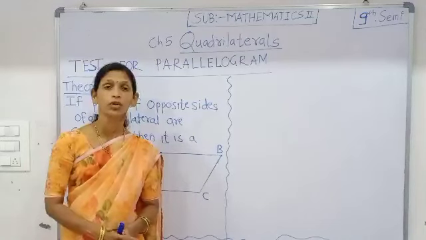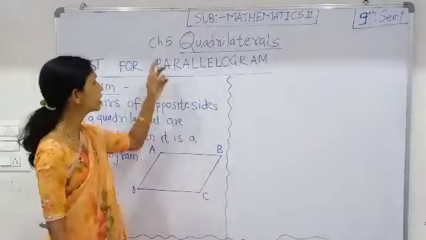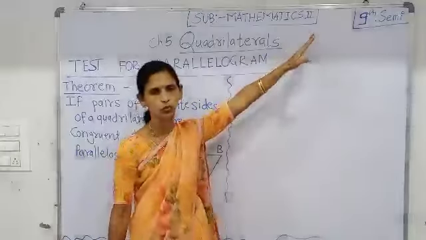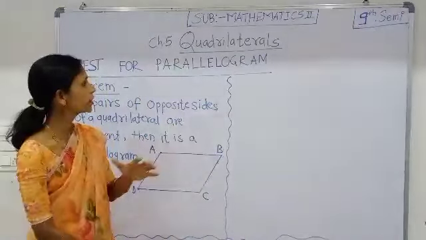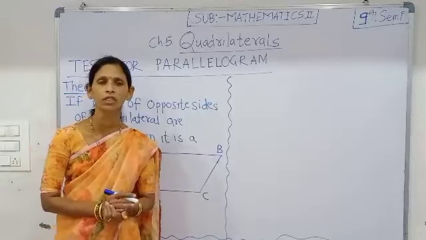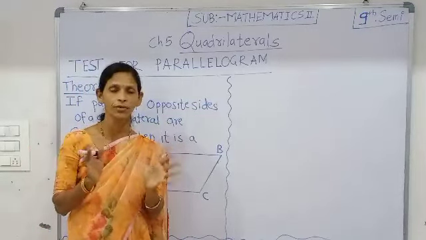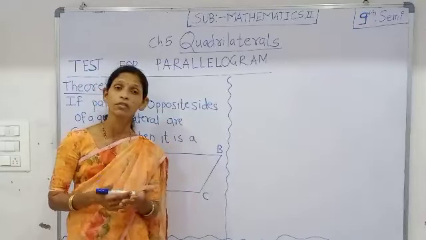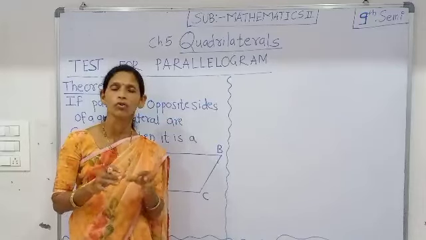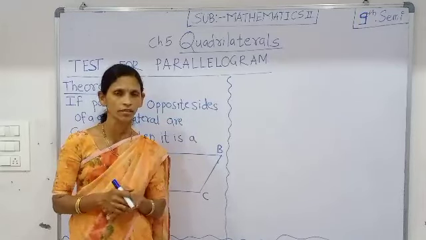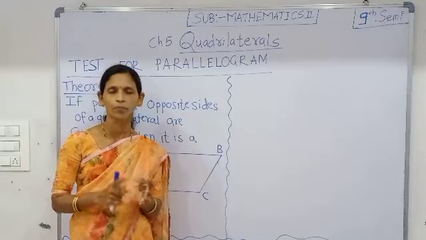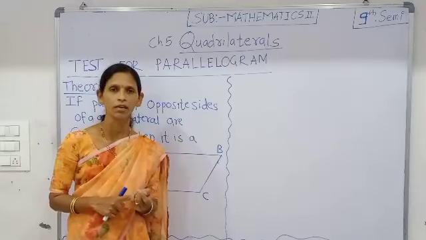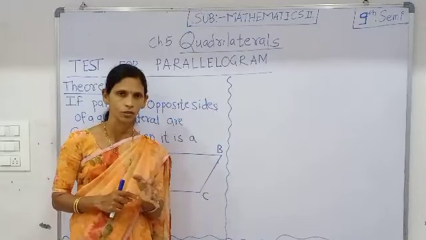Hello students, we have started the topic quadrilateral, that is chapter number 5 from Mathematics 2. In this chapter we have already learned about the different properties of different quadrilaterals. Then we have discussed the properties of all types of quadrilaterals: properties of parallelogram, properties of rhombus, properties of square, properties of rectangle and properties of kite also.